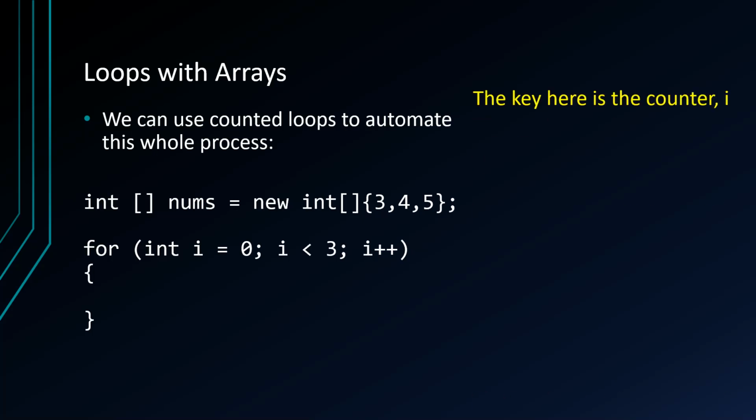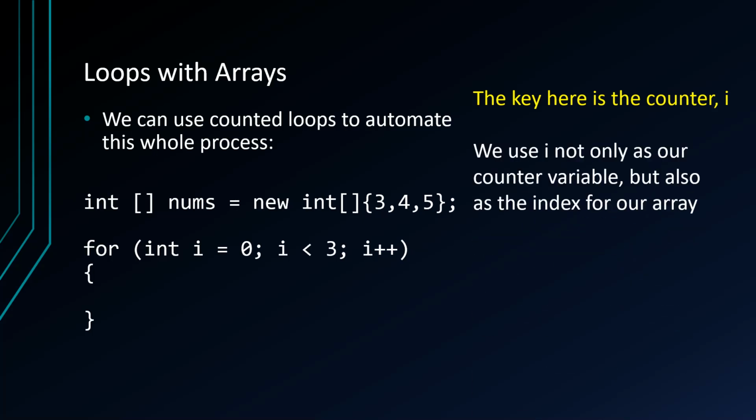How? Well, the key here is that counter variable, i. That variable is not only going to act as our counter variable, but we're also going to use it as the index for our array. Now pause that for a second. What does that mean? We're going to use i as our index? Yeah, that's exactly what we're going to do. But of course, this only works if the values of i are valid for our index values. What does that mean? It means every single possible value of i in our loop must coincide with our array range.